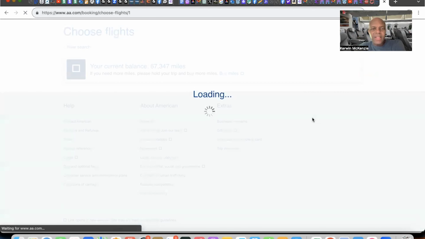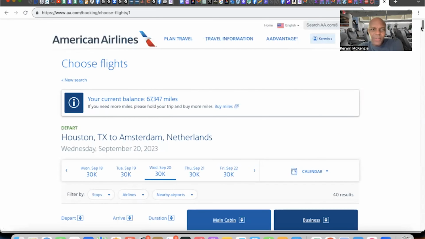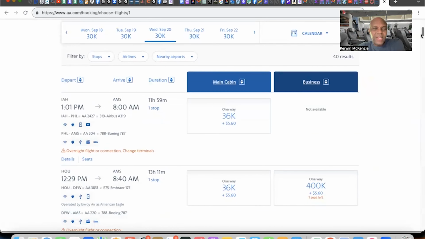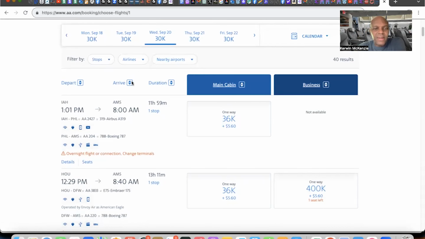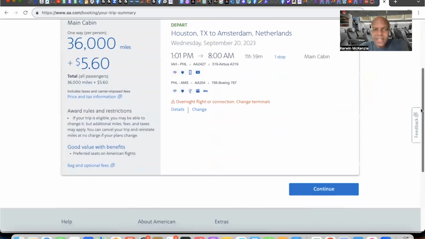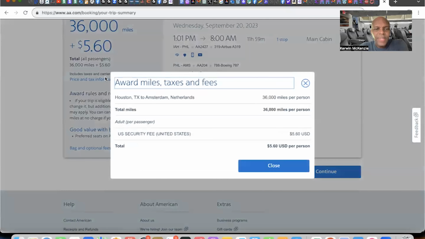And this is going in and booking. So there used to be ways to avoid this, but I guess you can't anymore because everyone's charging it. So to go Houston to Amsterdam, one way, it's 30,000 miles plus $5.60. So if you're using points, there is no surcharge. There is none of that. I'll just pick this so you can see price and tax information. So you're paying 36,000 miles per person, and you're paying the US security fee.